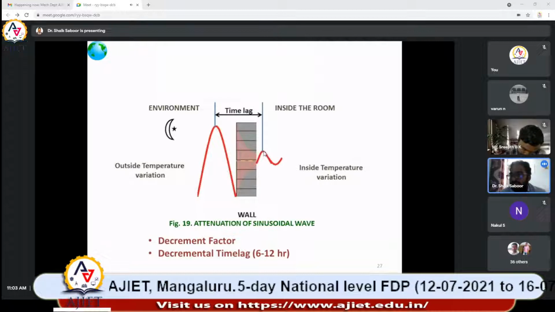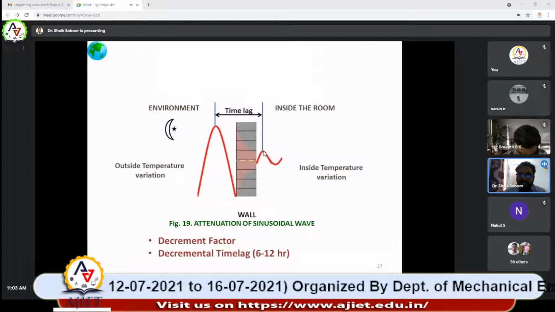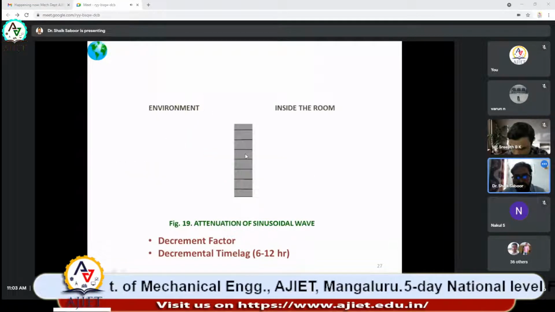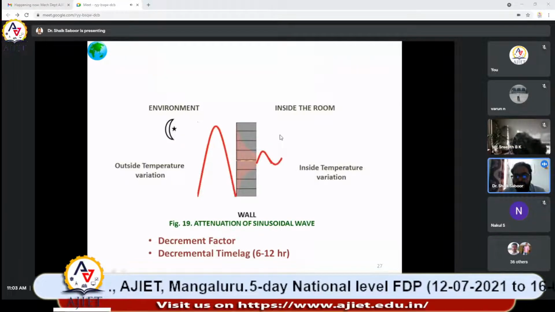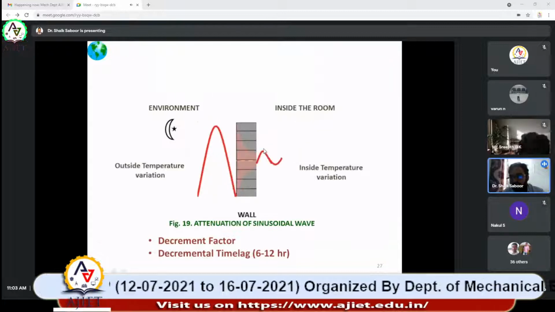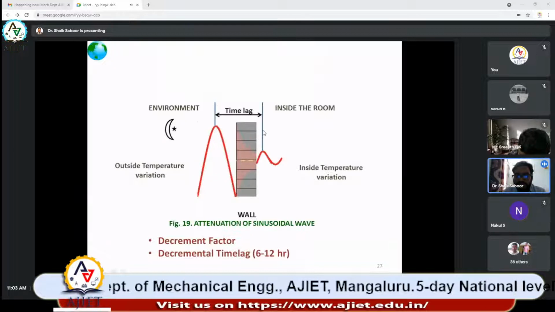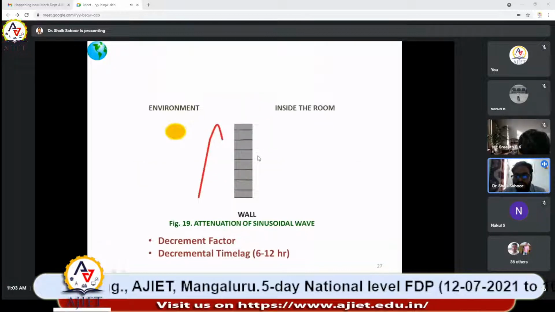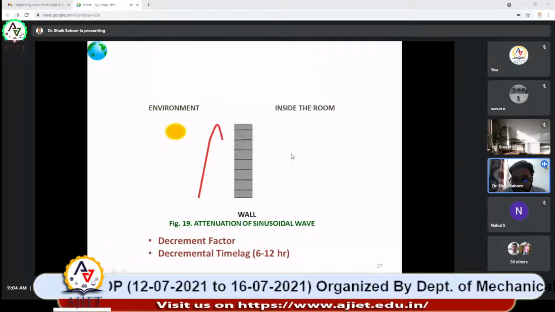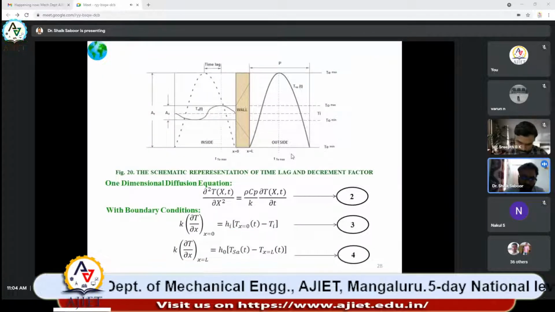What happens if it exceeds 12 hours? If it exceeds 12 hours, the heat will be added to the next day's heat. For example, suppose the maximum heat peak inside the building arrives the next day at 10 a.m. What do you mean by that? Already you have started receiving the solar radiation. To that solar radiation, this heat will also be added. You will feel an uncomfortable condition. That's why it should not exceed 12 hours. So time lag should range from 6 to 12 hours. That is very, very important.